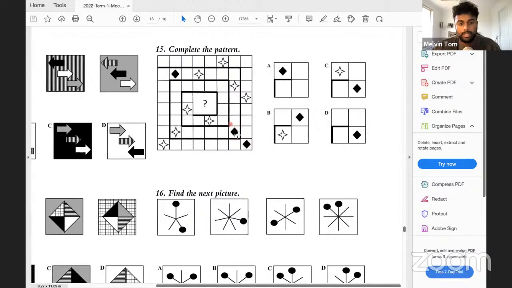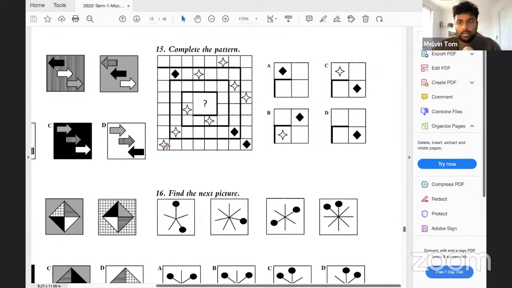Or what about the black diamonds here? Oh, plus one, one, two, three, maybe. And then plus one, two to here, maybe. And then one, two, three. That makes sense. So it's a plus one, plus two, plus three pattern for the diamonds. For the stars, I'm not fully sure. But if we know it's a plus one, plus two, plus three pattern for the diamond, then the diamond must be here. So the answer is D or C. Even if we don't figure out the pattern for the star, we have a 50-50 chance of guessing the answer.